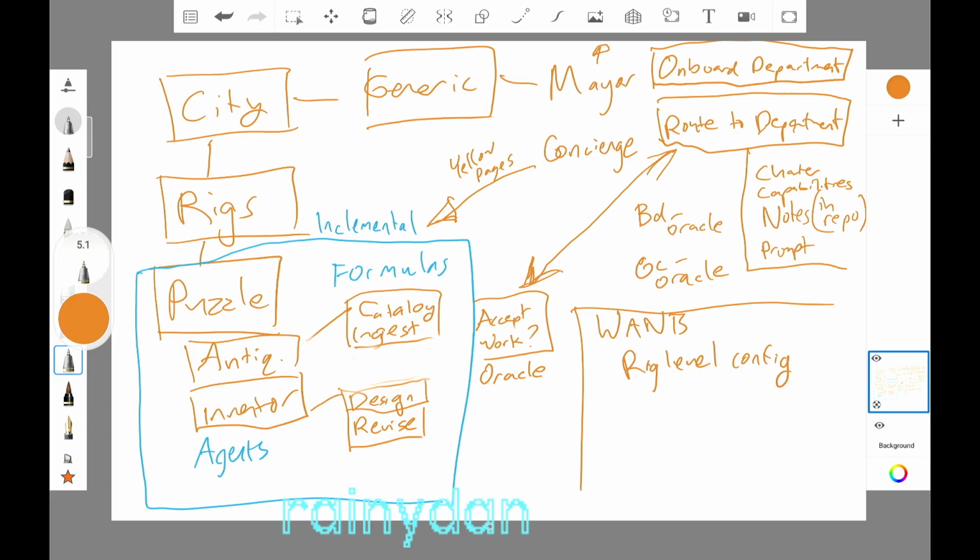Things we want. Rig level configuration. We'd like to have some encapsulation and separation of concerns. We started talking too about the versioning system the other day. Version tree. That.